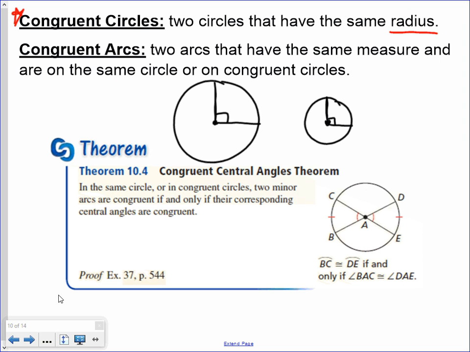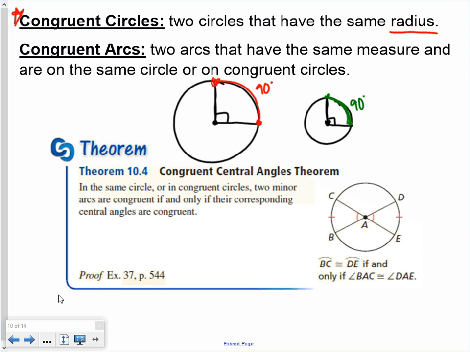If I asked you to find the measure of this arc right here, degree-wise, what would you tell me? 90 degrees, because the central angle is 90 degrees. A quarter of a circle. If I asked you to tell me the measure of this green arc, what would you tell me? 90 degrees, because the central angle is 90.